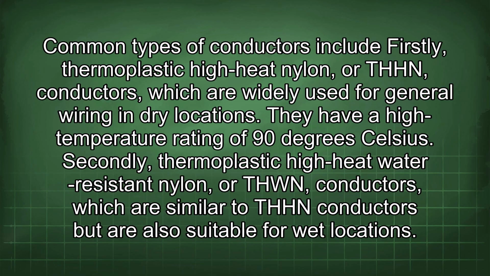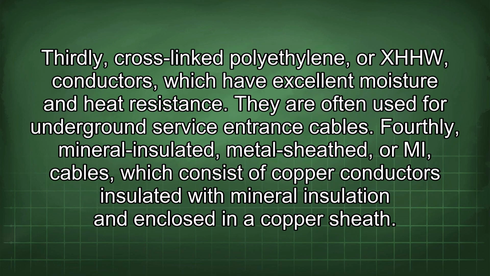Common types of conductors include, firstly, thermoplastic high-heat nylon, or THHN conductors, which are widely used for general wiring in dry locations. They have a high temperature rating of 90 degrees Celsius. Secondly, thermoplastic high-heat water-resistant nylon, or THWN conductors, which are similar to THHN conductors but are also suitable for wet locations. Thirdly, cross-linked polyethylene, or XHHW, conductors, which have excellent moisture and heat resistance. They are often used for underground service entrance cables.